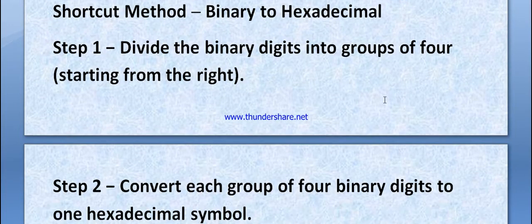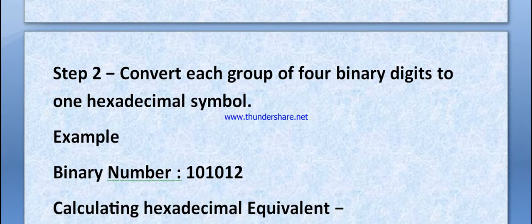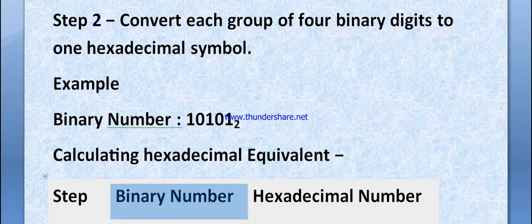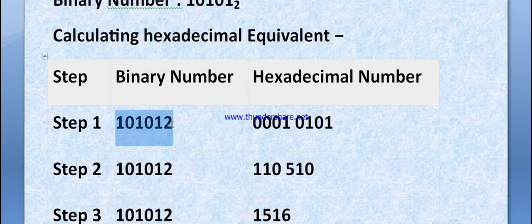Now shortcut method, binary to hexadecimal. Divide the binary digits into groups of 4 starting from the right. Convert each group of 4 binary digits to 1 hexadecimal symbol. Example, suppose that this is a binary number, and convert it now to hexadecimal. Hexadecimal is base 16, so each group will have to be taken separately as 4 bits.